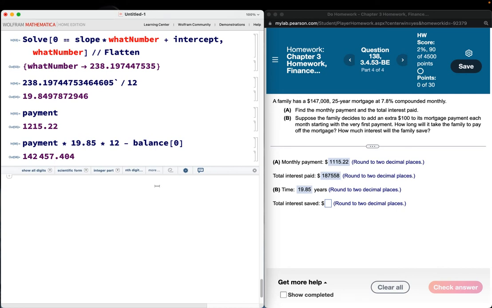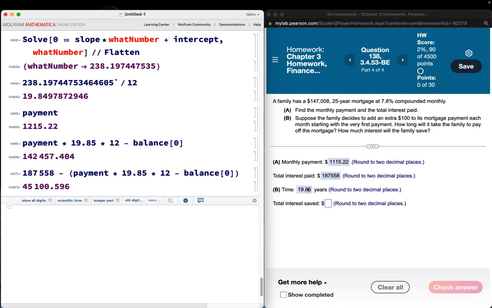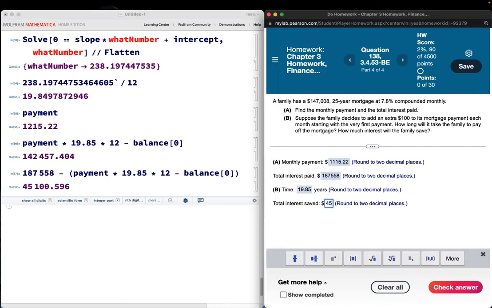Well, this is what we paid in interest before. So what we're going to do is take this number right over here. We're going to take this number here, right? And then we're going to do $187,558 minus this entire value, and I have saved $45,100.60.